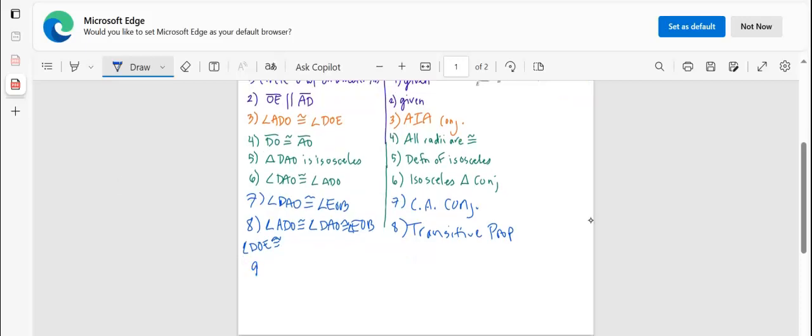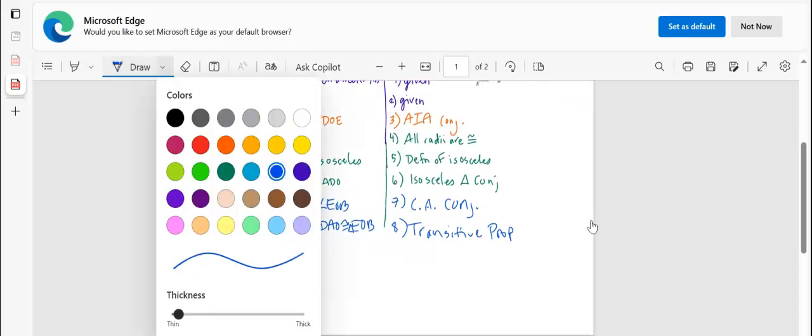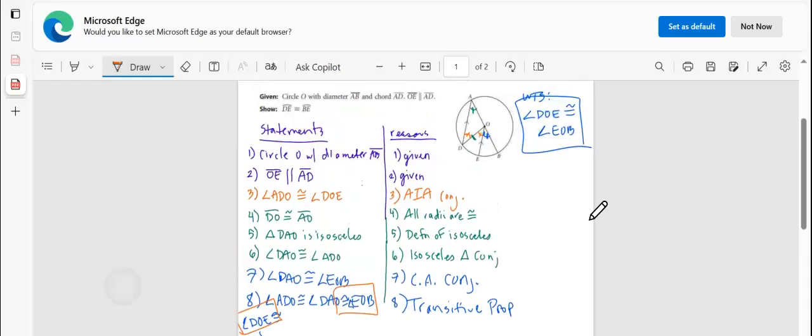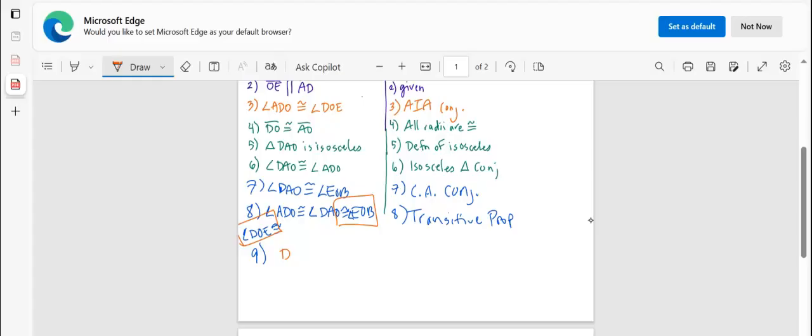And so now, because we have the 2 angles that are congruent, angle DOE and angle EOB, by transitive property, we can conclude that arc DE is congruent to arc EB. And we're going to call that definition of arc measure. Awesome. And there we go.